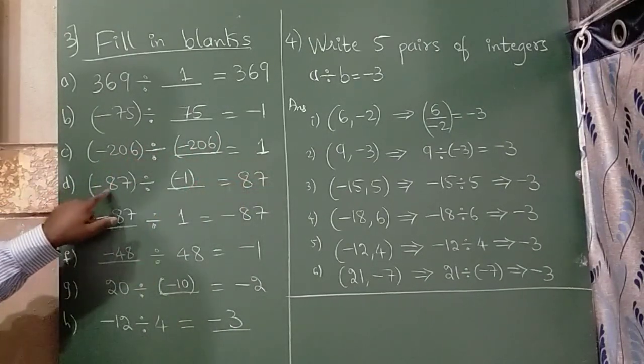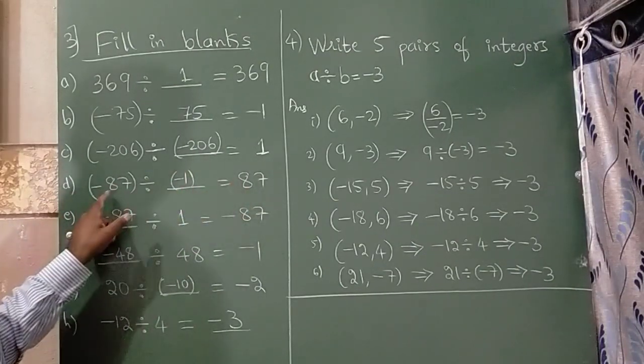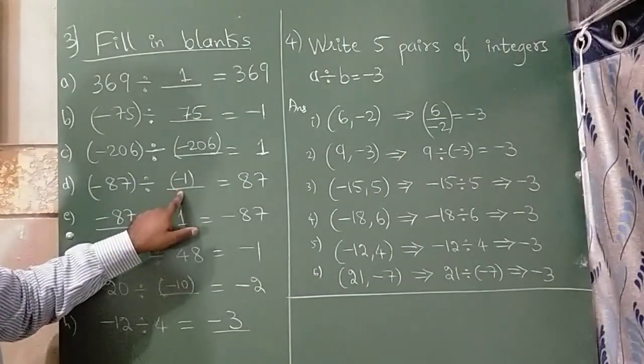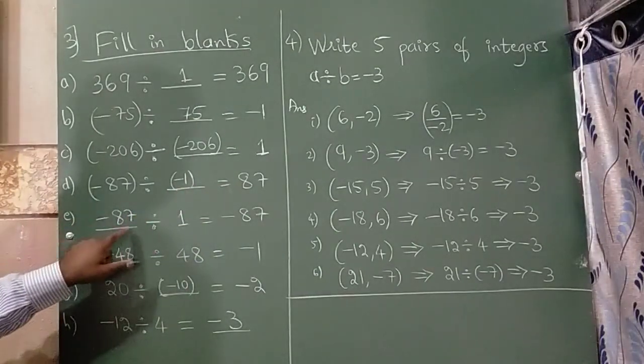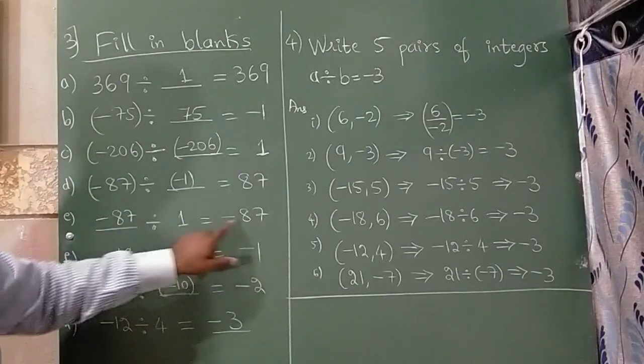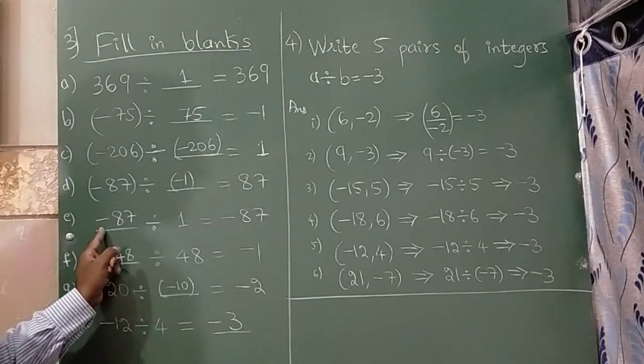Right? So D, minus 87 divided by dash is equal to 87. Here it is negative 87, here it is positive 87. So you need to write here minus 1. So E, minus 87 divided by dash is equal to minus 87. So what you need to write here? You need to write the same thing, that is 1... minus 87 divided by 1 is minus 87.